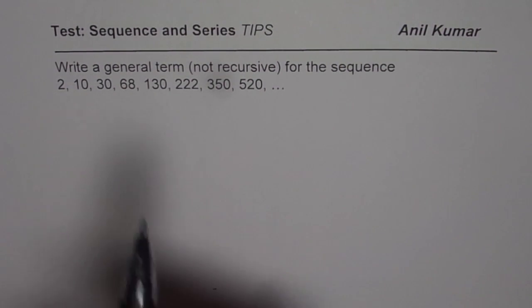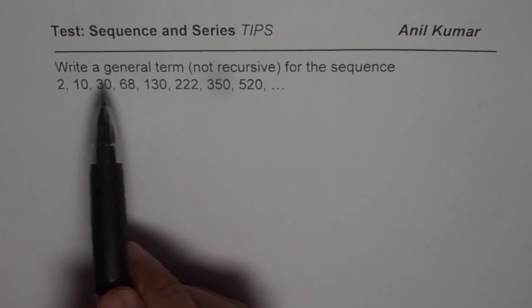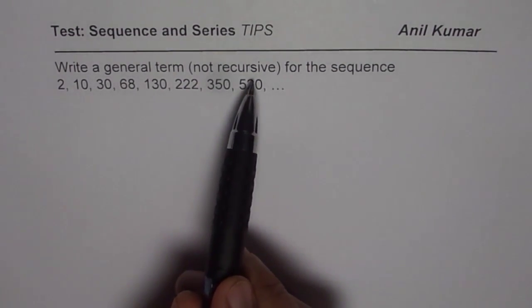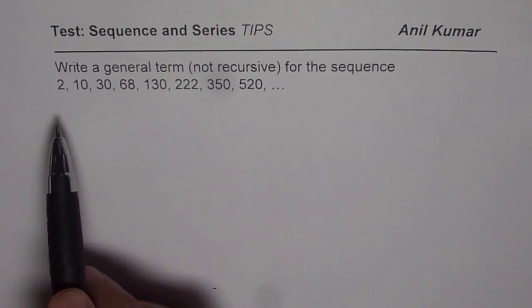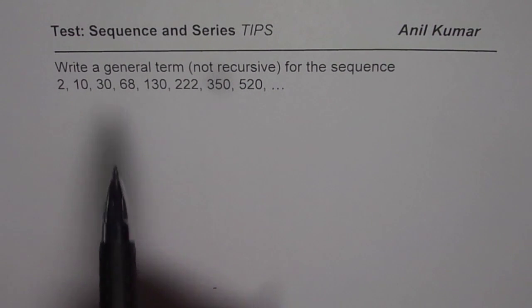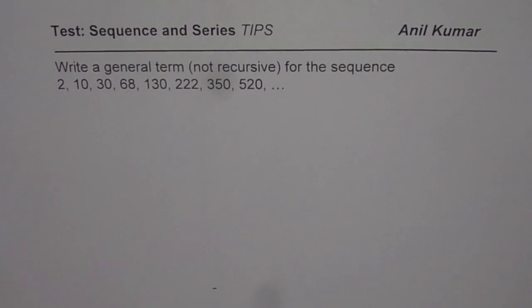It's a thinking question. The question is: write a general term, not recursive, for the sequence 2, 10, 30, 68, 130, 222, 350, 520, and so on. Now, how do you write a general term?